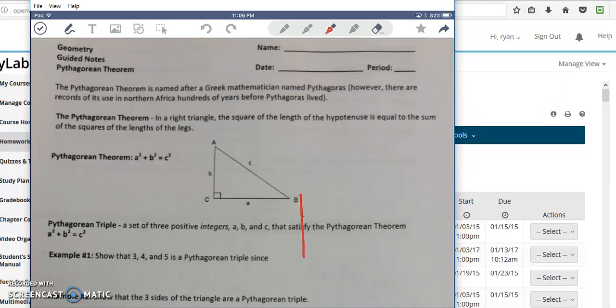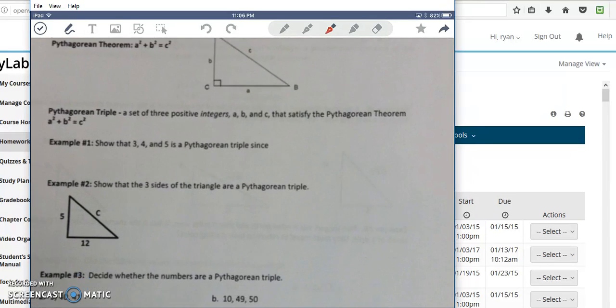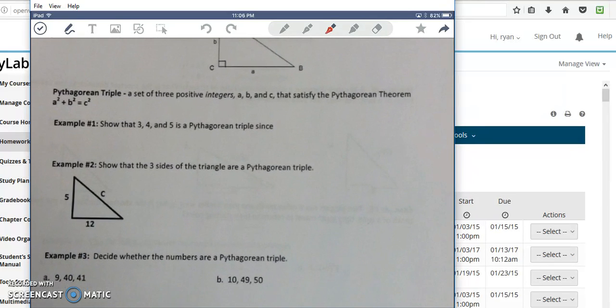Okay. So the first thing I did want to point out is that it talked about the Pythagorean theorem being from a Greek mathematician named Pythagoras who came up with this. However, they said there have been records of it being used in North Africa for hundreds of years before this guy even lived. So this theorem has been going on for years.